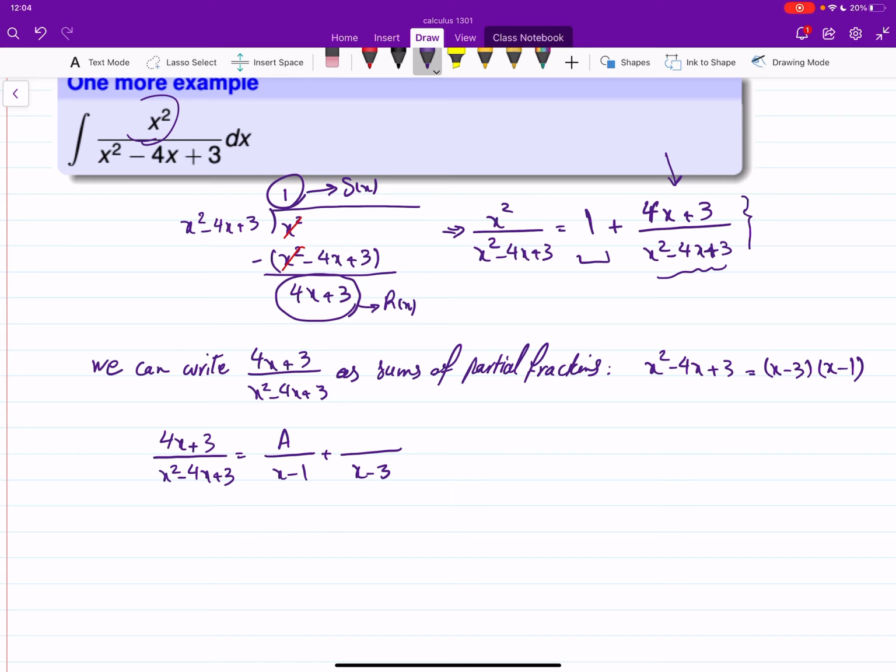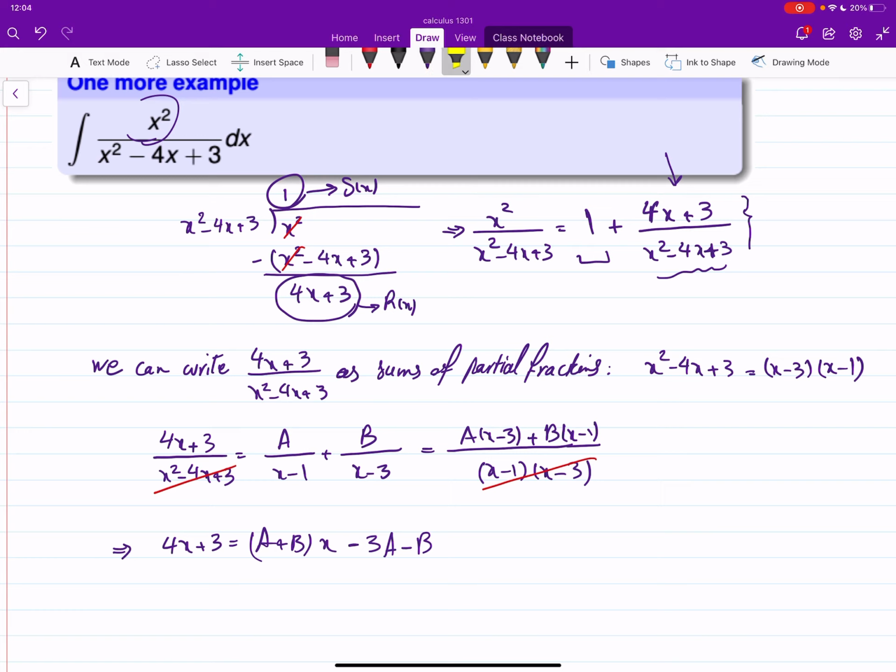Here I'm going to have two constants. So I will have these guys, and then this will be x minus 1 times x minus 3. The denominators are the same, so I can cancel. As a result, we can see that 4x plus 3 is equal to (a plus b)x, putting x's together and then constants together, minus 3a and minus b.